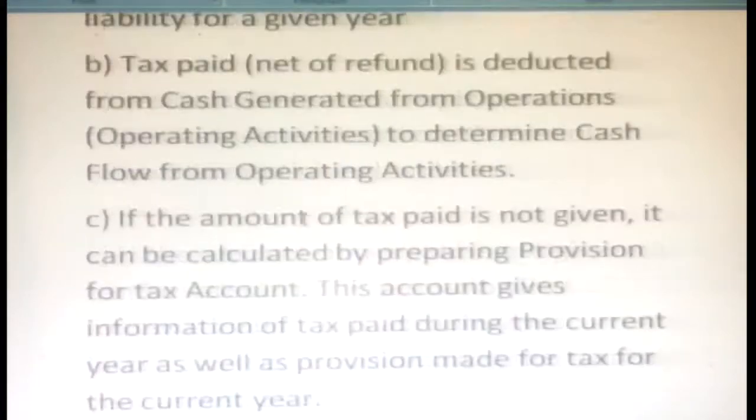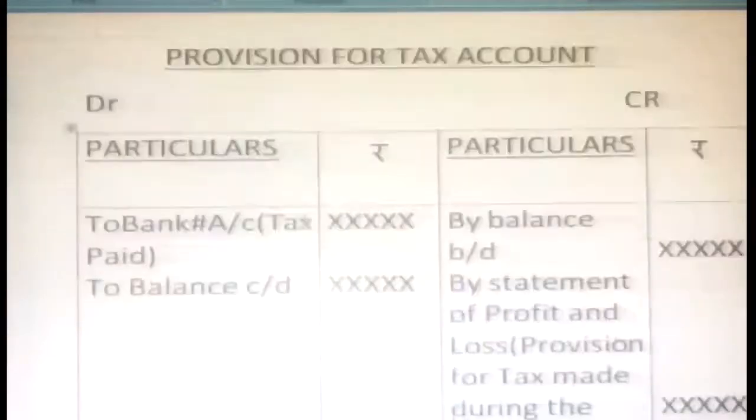This account gives information of tax paid during the current year as well as provision made for tax for the current year. Two pieces of information we are going to discuss for preparing the provision for tax account. Here you will see the format of the provision for tax account. Payment of tax to bank account, this is tax paid. As usual, this is the opening balance, by balance brought down. This is the closing balance, to balance carried down.